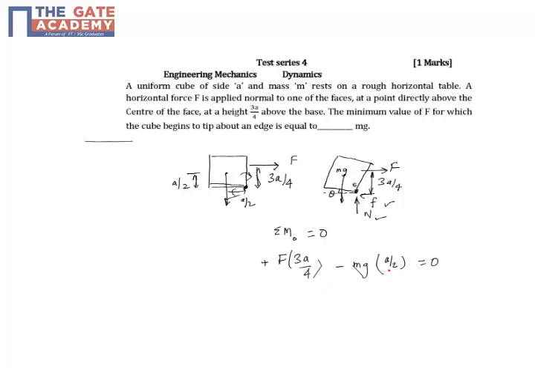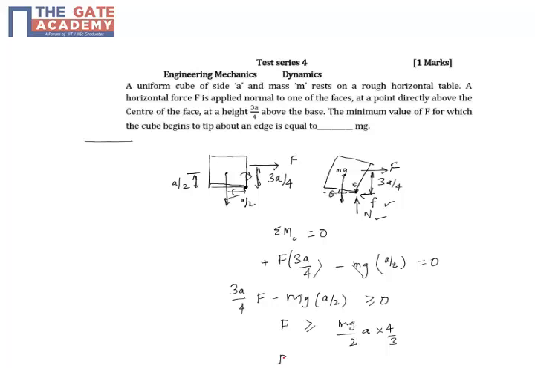So this is the minimum value, and anything greater than this, anything that produces a moment greater than 0, anything which produces a clockwise positive moment or a net unbalanced moment, then it will just tip over. So I'll put greater than or equal to 0, so that you will get a value which will be the minimum, and anything greater than that. So F will be greater than or equal to mg a by 2, into 4 by 3.